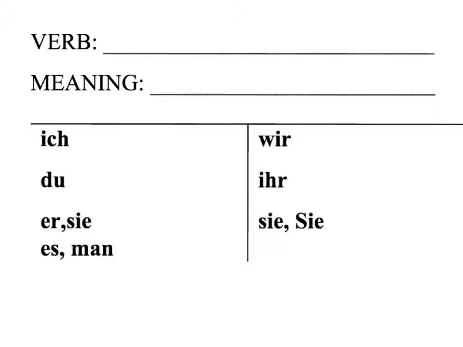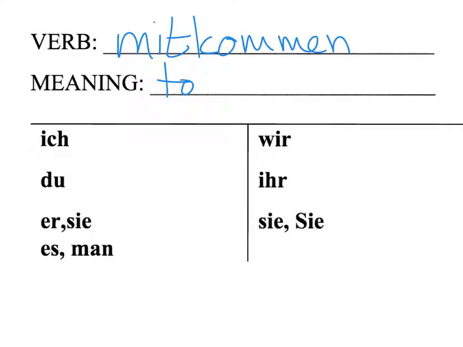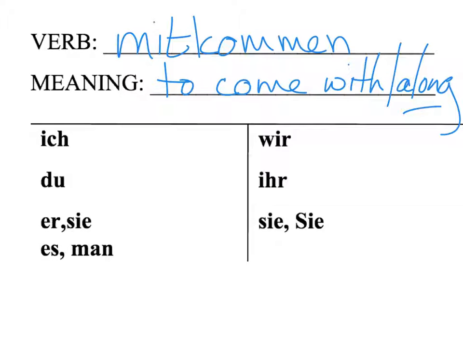Alright, so we have another common verb. How do you say to come with? What's the original verb? Think about how we've been doing all of these separable verbs so far. Don't overthink this one. Mitkommen, yeah. To come with, come along. Okay.